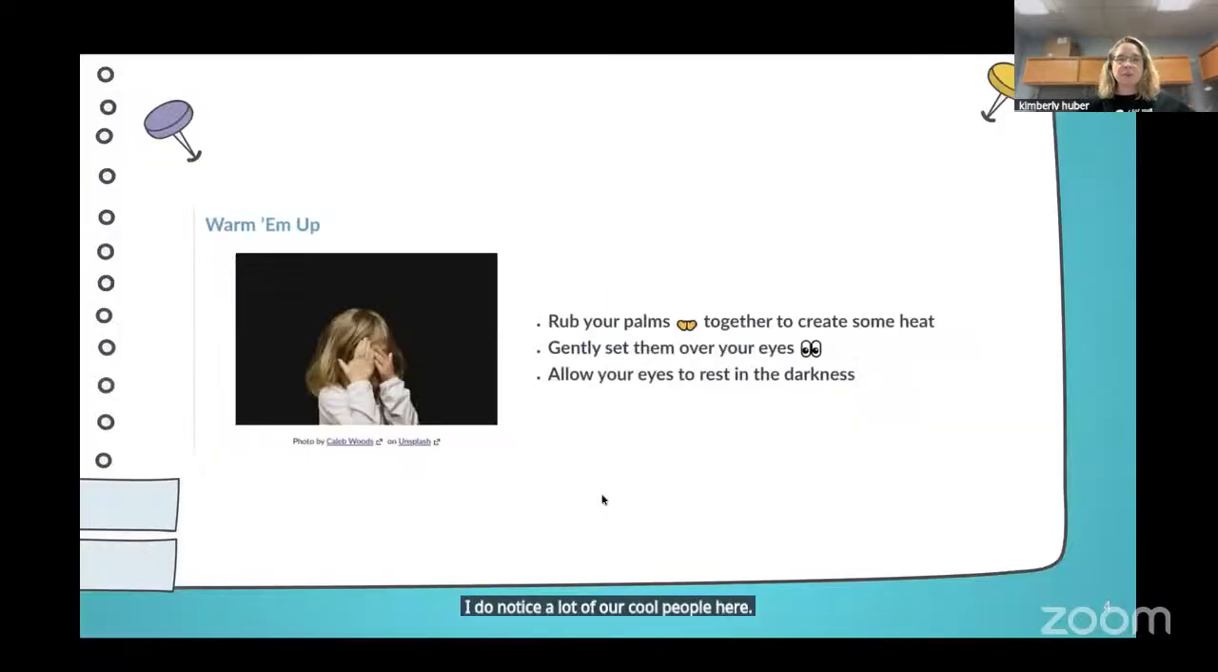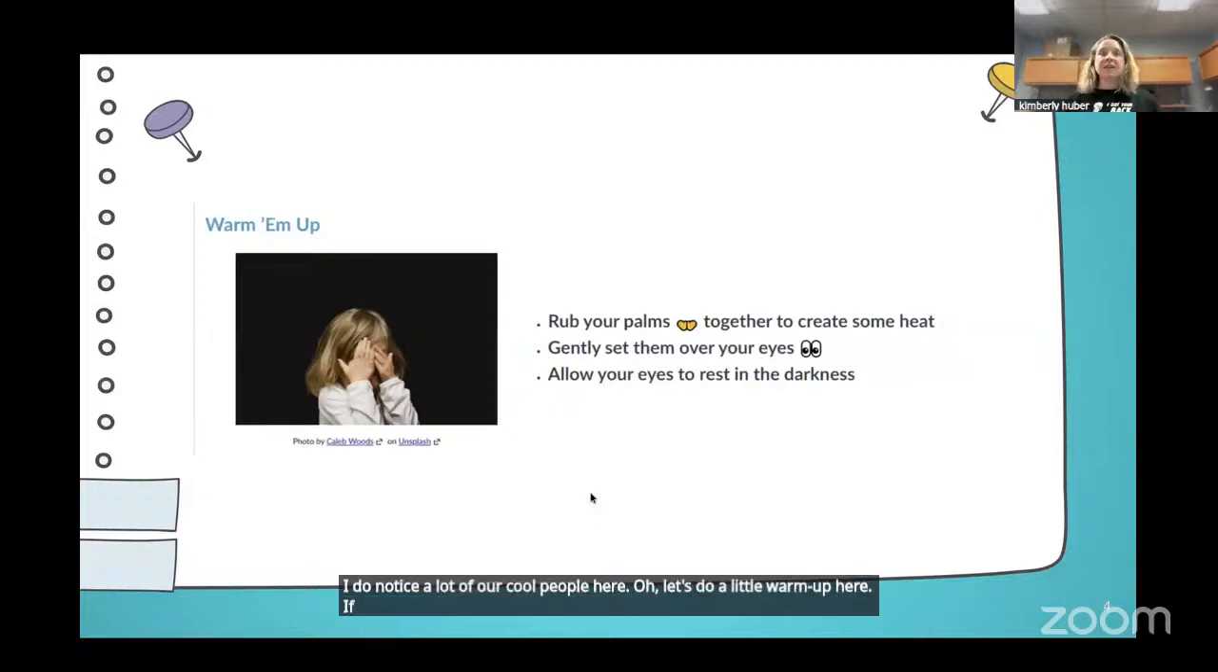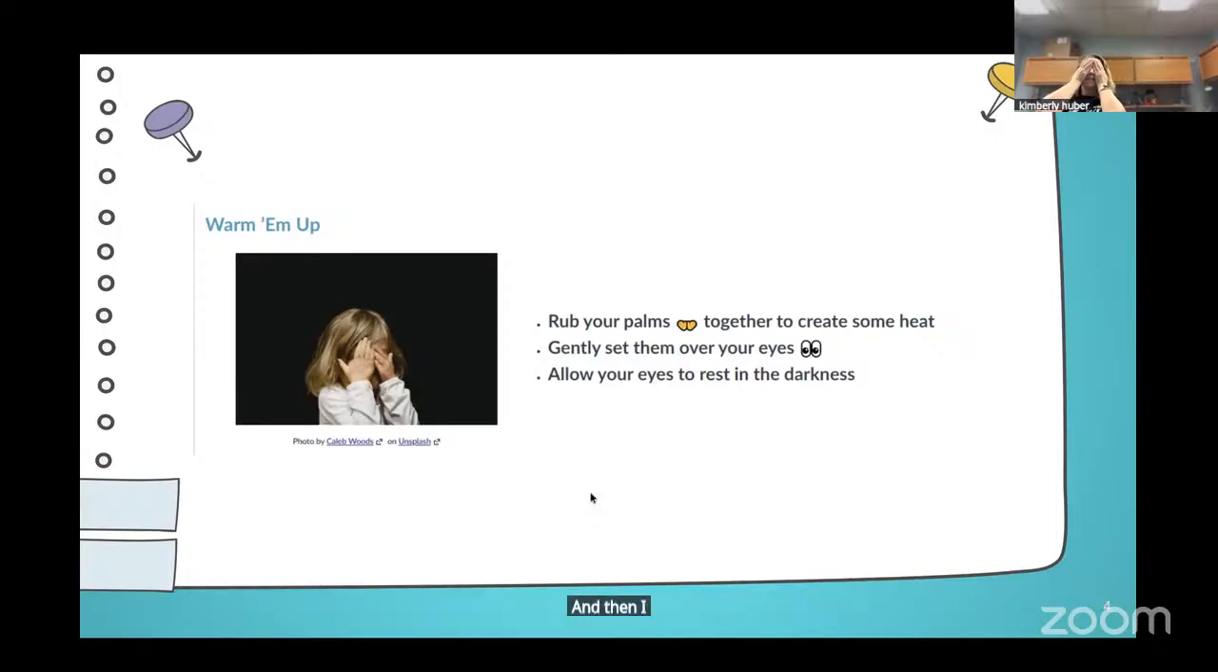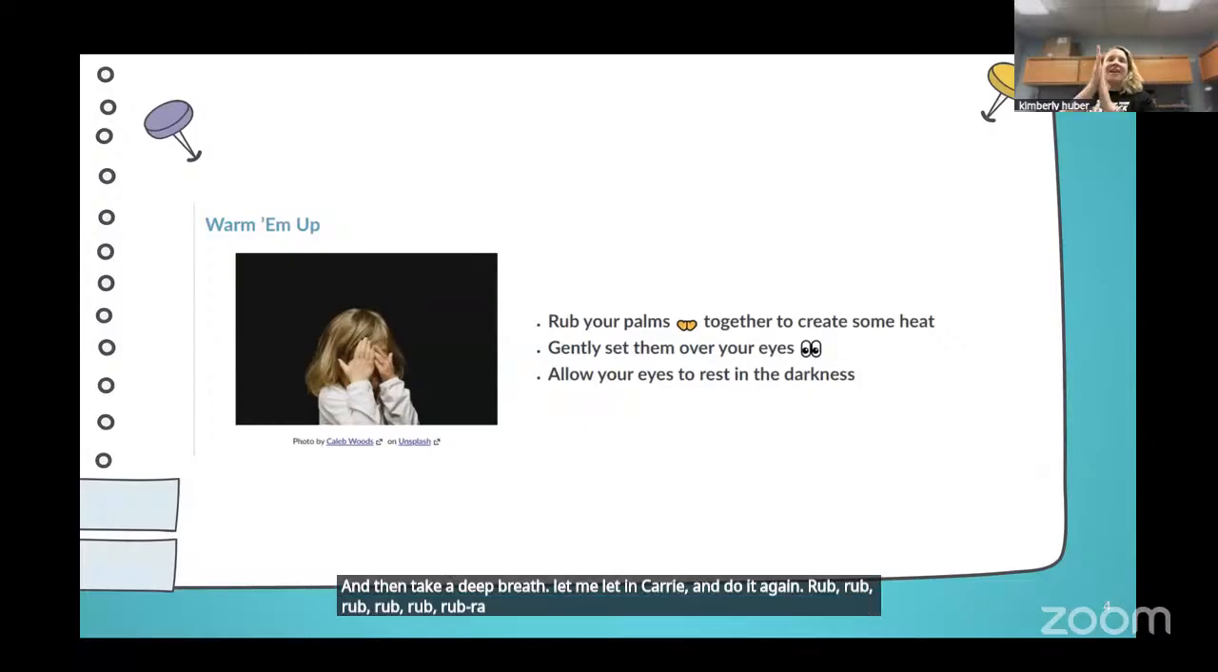Oh, let's do a little warm up here. If you have glasses on like me, take them off. Rub your palms together, get some heat. If you're like me, my fingers are still cold and then it's really going to be weird, but put them on your face. And then I feel the cold on my forehead and the warm on my eyeballs. And then take a deep breath. Let me let in Carrie and do it again. Rub, rub, rub, rub, rub, rub, rub.